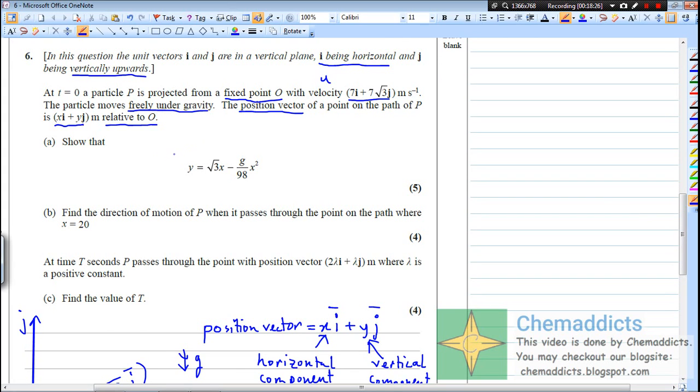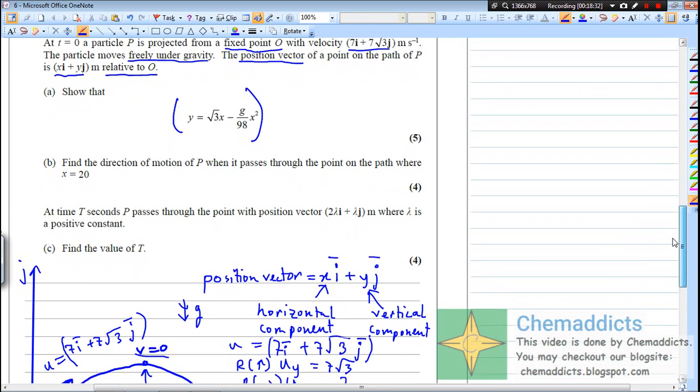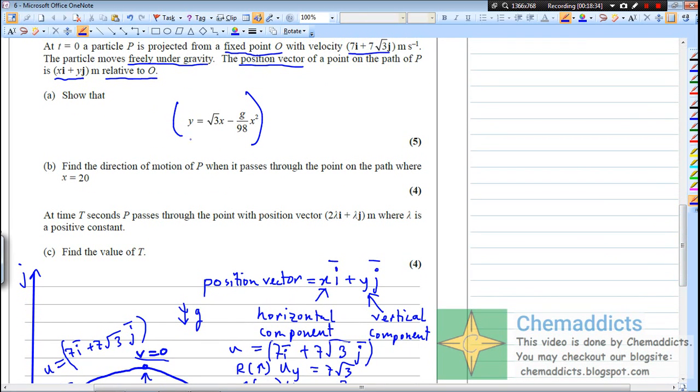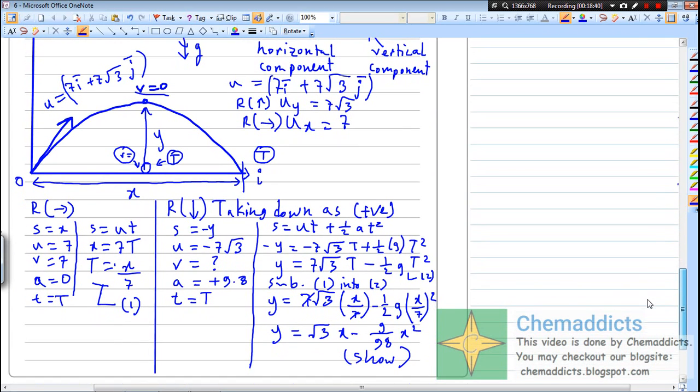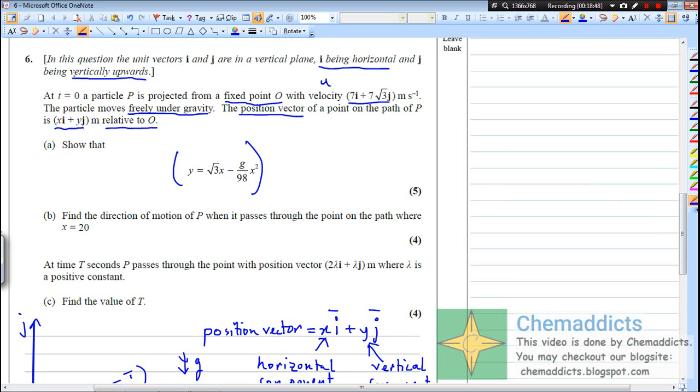Now let us match this with the answer that we have found. Here y equals root 3x minus g by 98 x square. And here, y equals root 3x minus g by 98 x square. Well, it does match. So we are able to solve this first question. It was done.